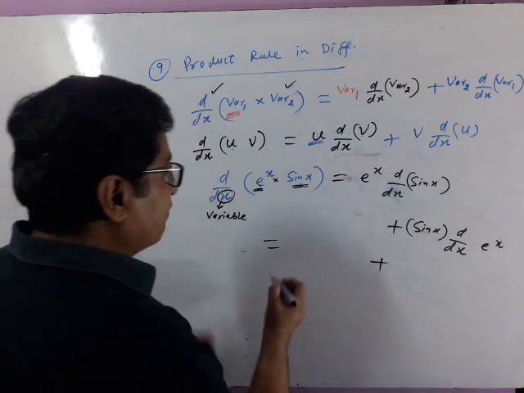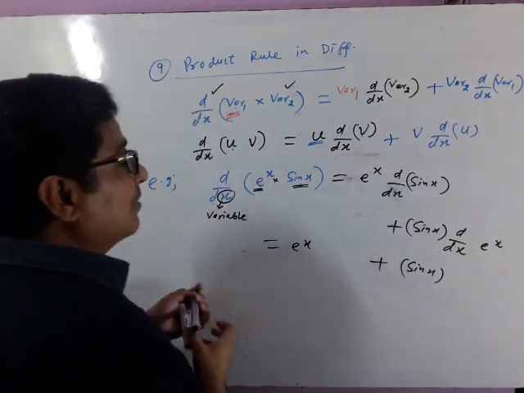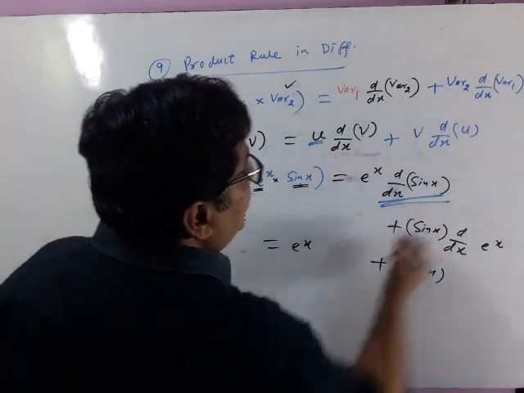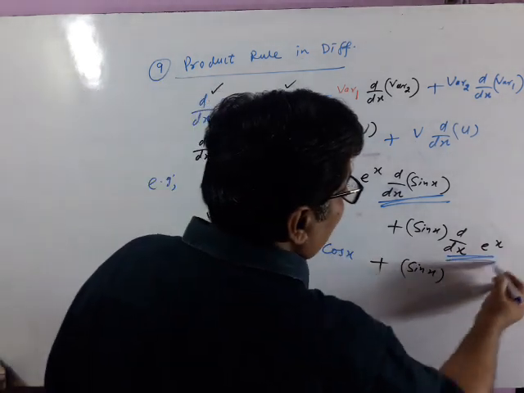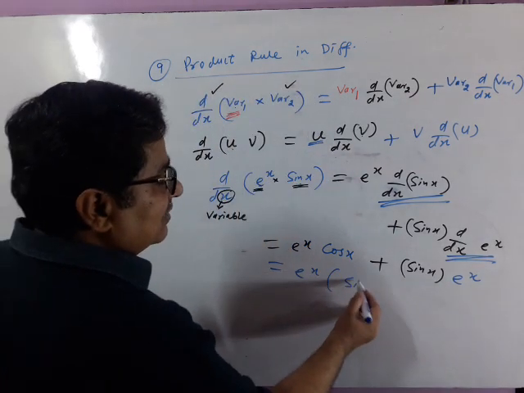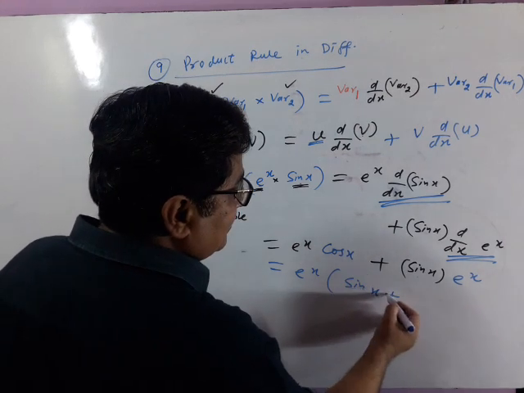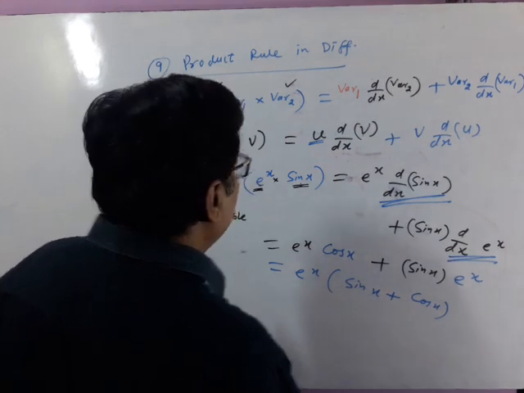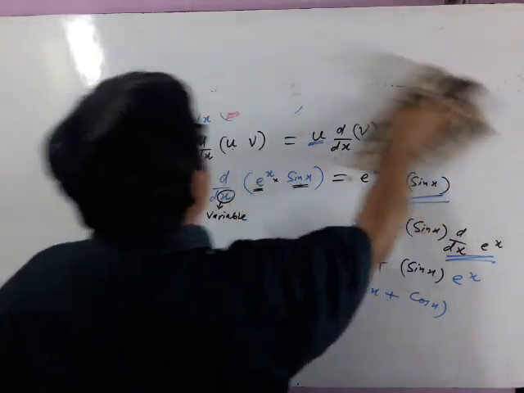Now apply the differentiation formula. Differentiation of sin x is cos x and differentiation of e raised power x is e raised power x. So this is the final answer. You may write sin x plus cos x or cos x plus sin x. There are so many questions you may practice. Breathe in again.